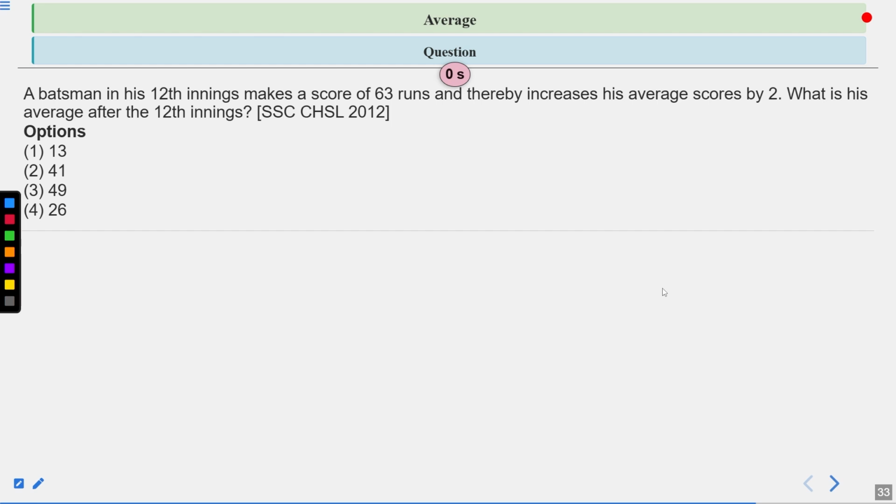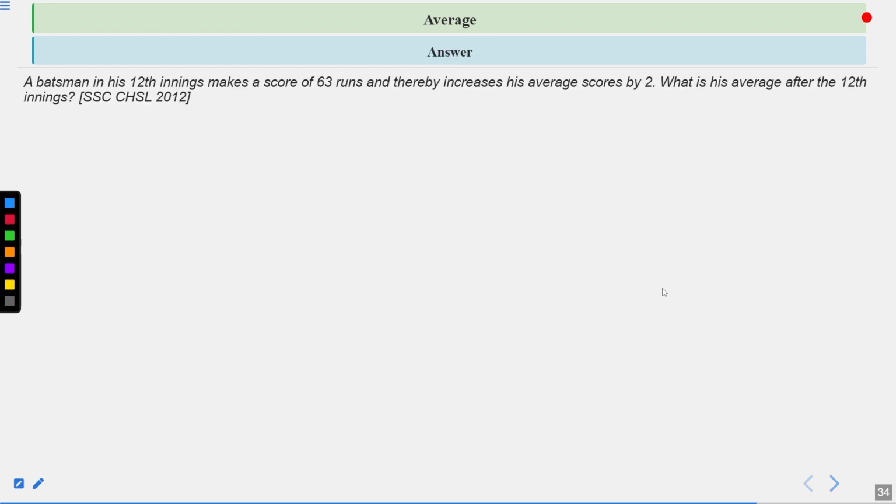Now time's up. Let's see the solution of this question. The question says that a batsman in his 12th inning makes a score of 63 runs and thereby increases his average score by 2 runs. What is his average after the 12th inning? The correct answer of this question is second, which is 41.